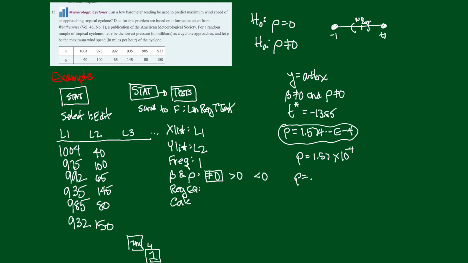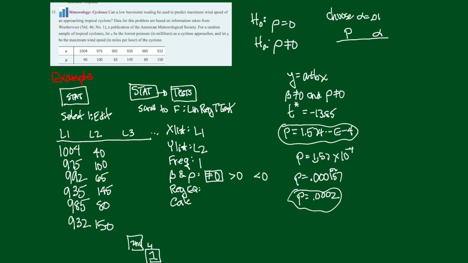P is equal to point, all right? Now I'm going to move it here, right? 1, and then I need 3 zeros. 1, 2, 3 zeros, and I get to 157. Or how about this? P equals 0.000. I got a 5 here, so in statistical rounding we go up. So I get a 2. There's my p-value, 0.0002. Now we have our choice of alpha. Suppose we choose alpha to be 0.01. Okay, then let's compare p and alpha. Find out what it is we're going to do.